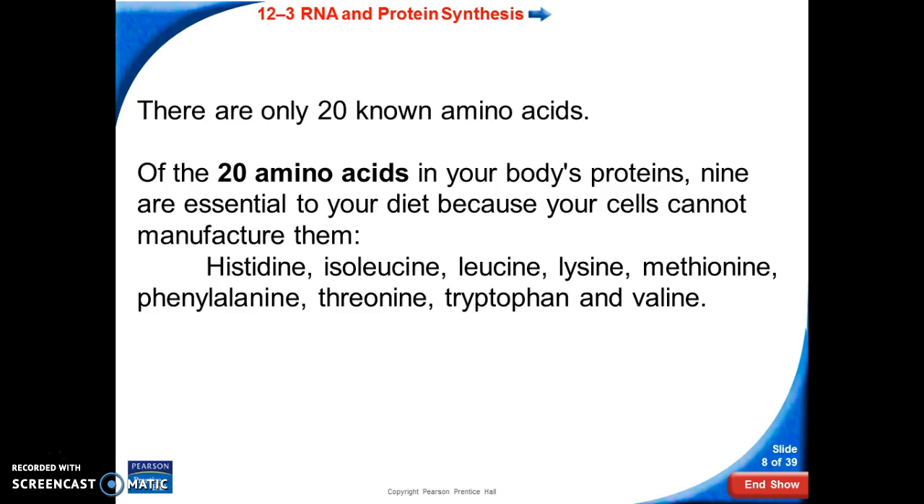There are only 20 known amino acids. Of the 20 amino acids in your body's proteins, 9 are essential to your diet because your body cannot make them. That's why it's important to supplement or eat foods that are high in these particular amino acids.